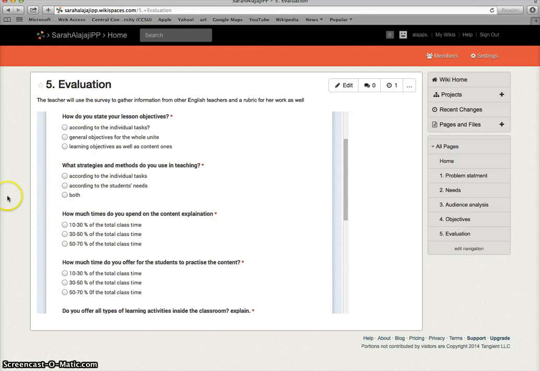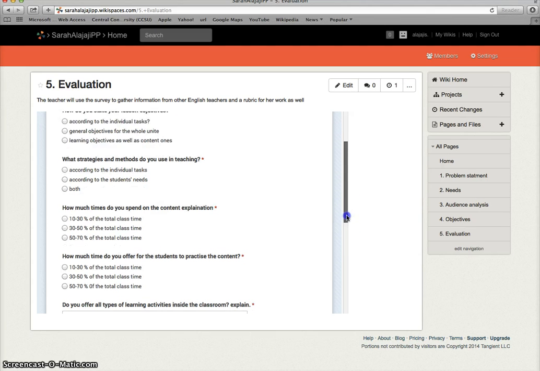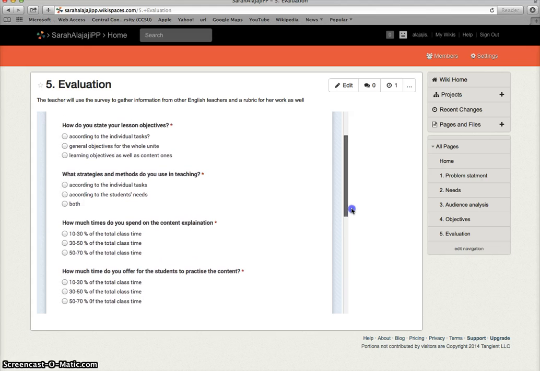Because the evaluation has to relate to what they did in your instruction. So whatever you taught them to do, you have to evaluate whether they learned it. So if you asked them to speak more, then do they speak more? This is good. How many times spent on content?